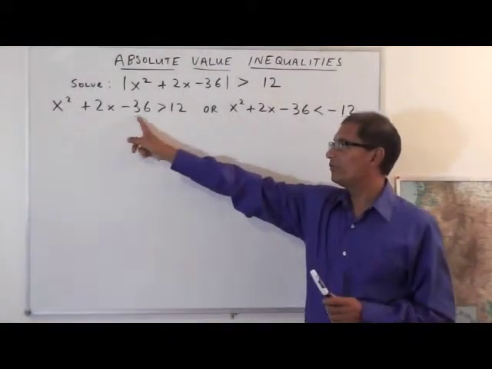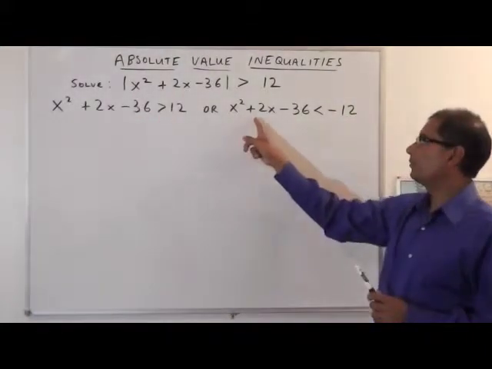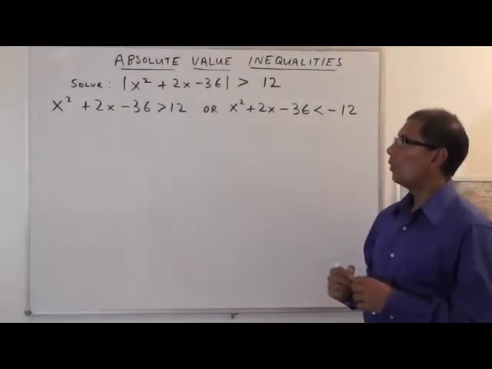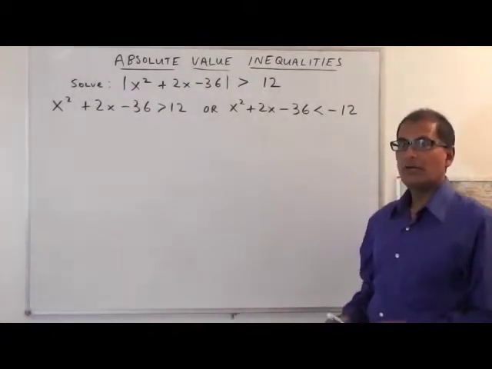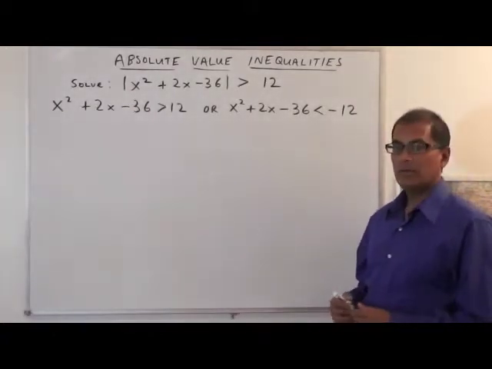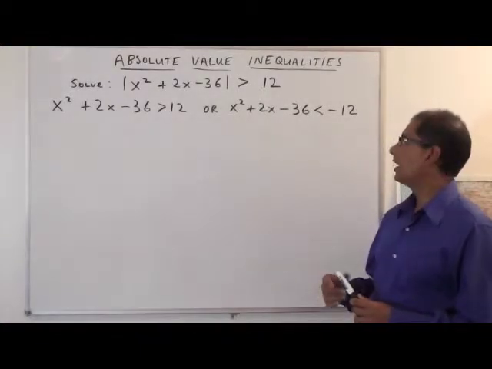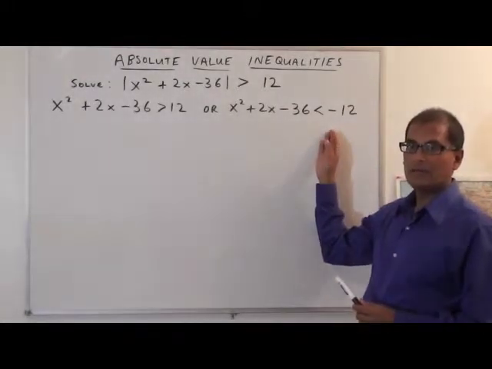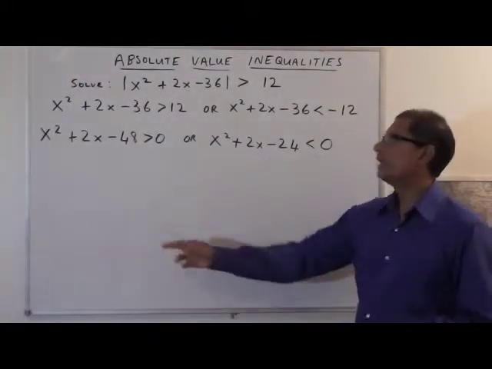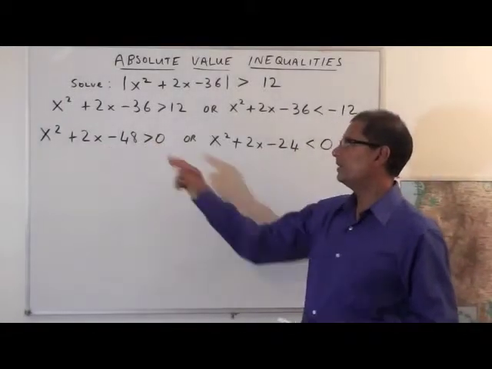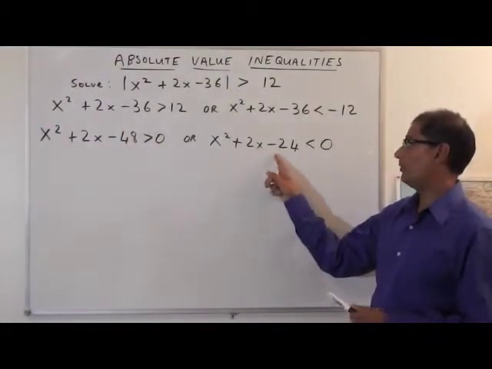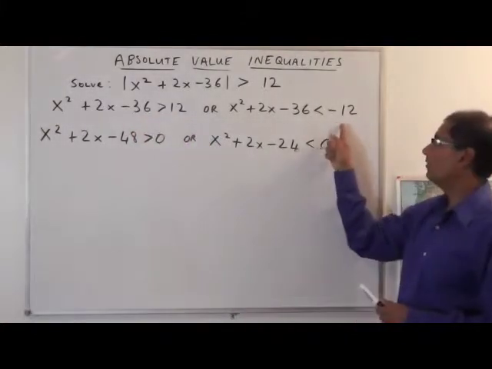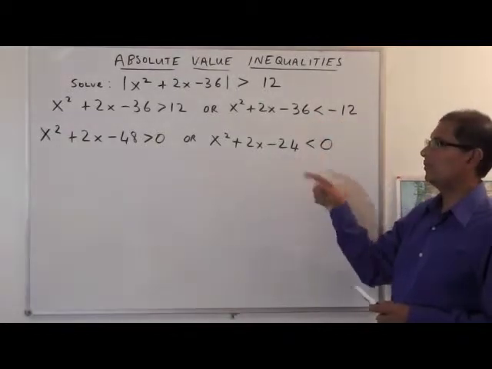X squared plus 2x minus 36 is either greater than 12, or x squared plus 2x minus 36 is less than negative 12. So we have two quadratic inequalities to solve. And since these are quadratic inequalities, what we do first is we subtract 12 from both sides. Oh, actually on this one, subtract 12 from both sides. And on this one, we're going to add 12 to both sides. And so we have x squared plus 2x minus 48 is greater than 0, or x squared plus 2x minus 24 is less than 0. So notice here we subtracted 12 from both sides, and on this one we added 12 to both sides.